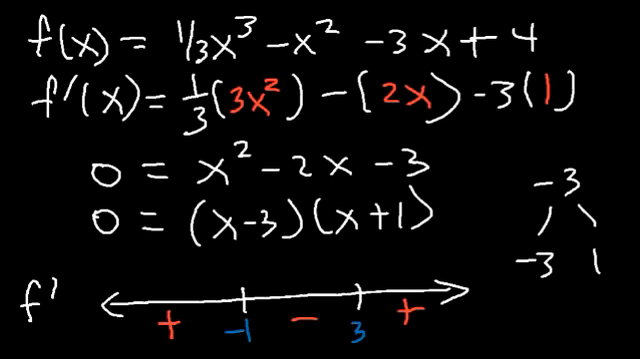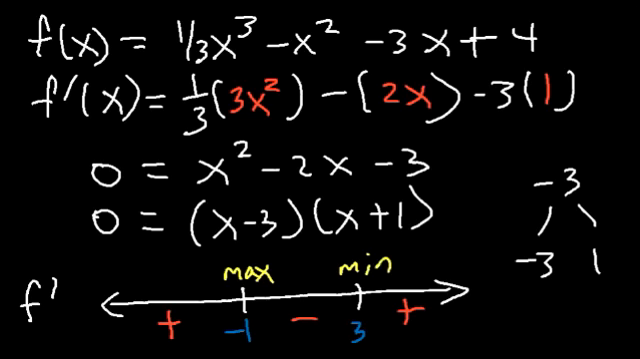The next thing we need to do is find the second derivative. By the way, at -1, do we have a maximum or a minimum? Because the function is increasing and then decreasing, -1 is a max. Now at 3, it's decreasing then increasing, so we have a local minimum at 3.